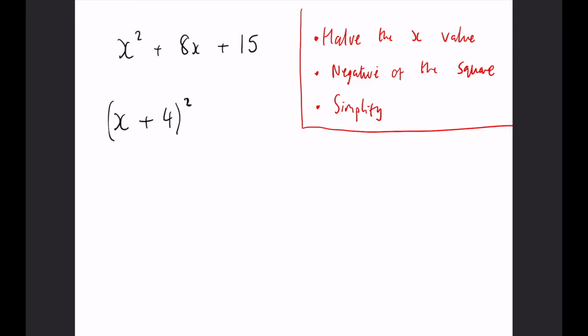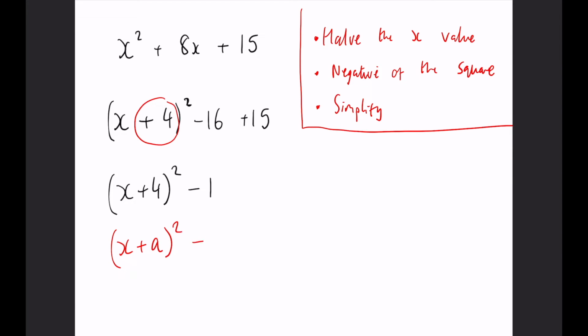Our next step is to take the negative of the square of the number we just created. We just halved the 8 to make 4. We have to take the negative of the square of that and put it outside the bracket. I'll show you at the end why we do this. Then we just add the 15, which stays there as normal. Our final step is to simplify. (x plus 4) squared minus 16 plus 15 gives us minus 1. And as you can see, we've got it in the form (x plus a) squared plus b.